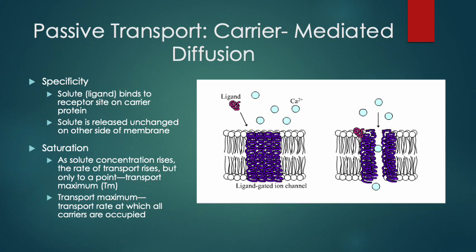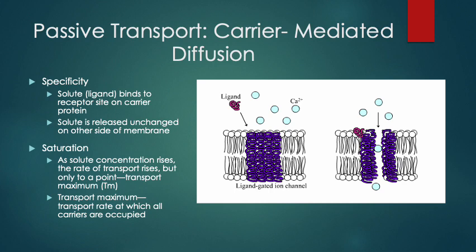So when the concentration of a solute rises, it's going to be transported faster because the concentration gradient is a lot higher. If we have the outside of the cell and we add a whole bunch more solute, it's going to want to move into the cell faster. Because remember, increasing the concentration of anything will increase the rate of diffusion. So this will happen until it gets to a transport maximum.